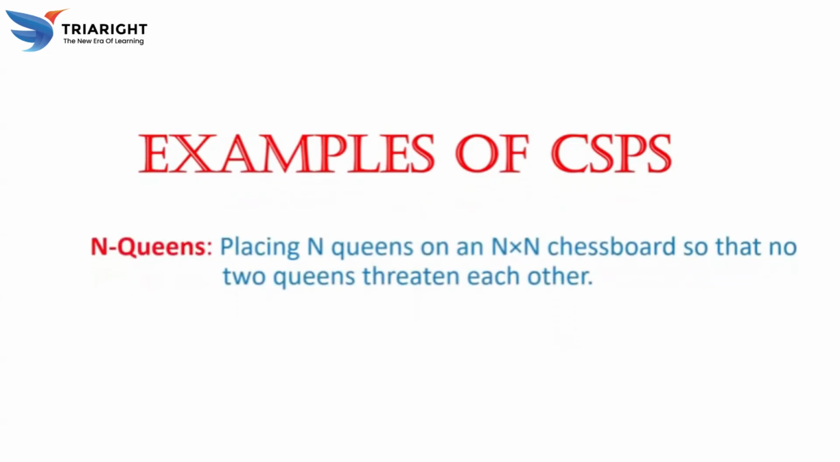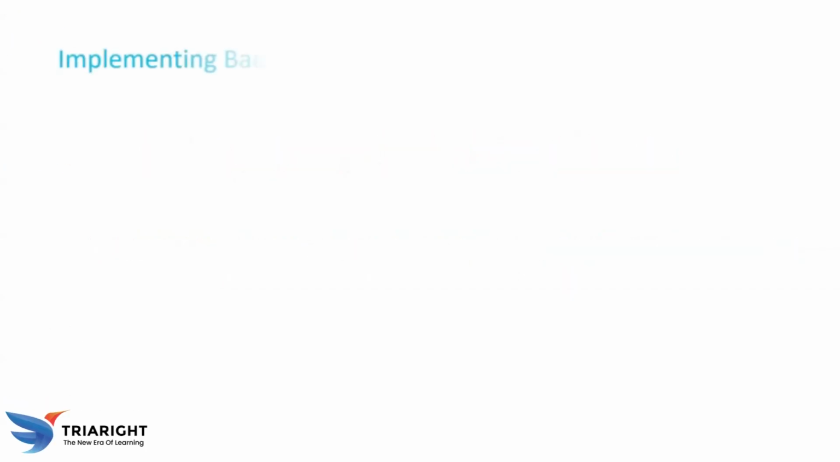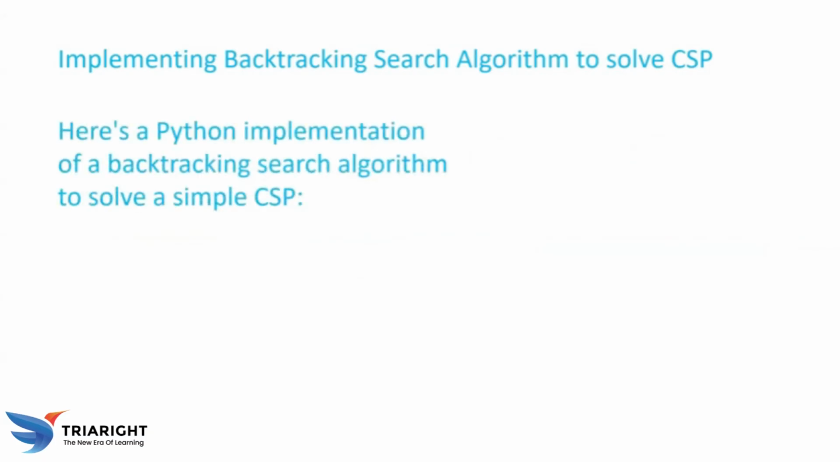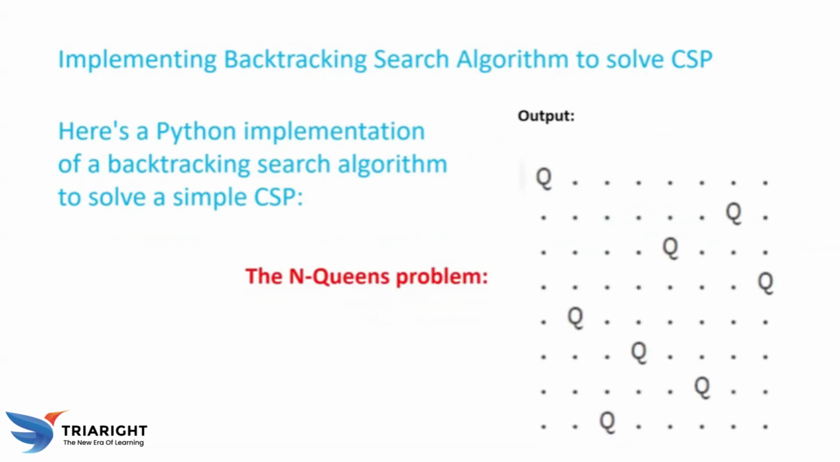In that, we chose one example, the N-Queens problem: placing N queens on an N by N chessboard so that no two queens threaten each other. So here we can implement a backtracking search algorithm to solve the CSP. Here is a Python implementation of a backtracking search algorithm to solve a simple CSP, the N-Queens problem.